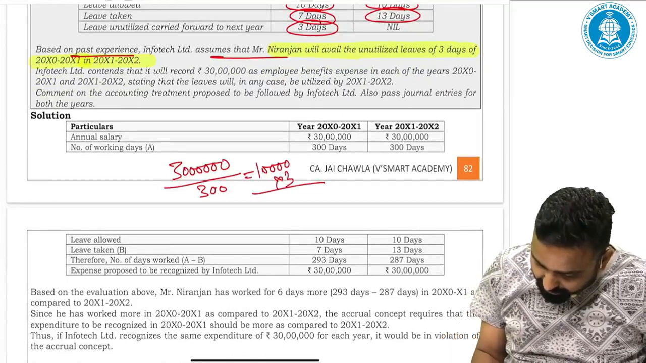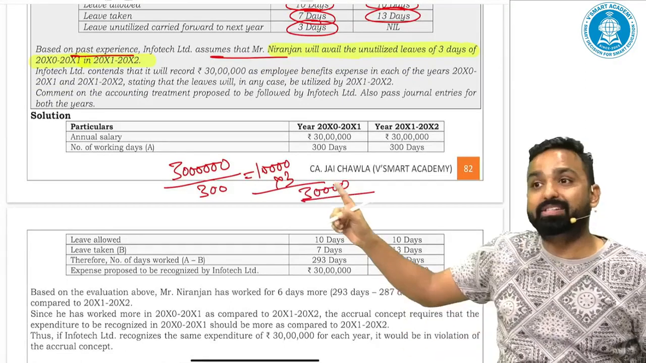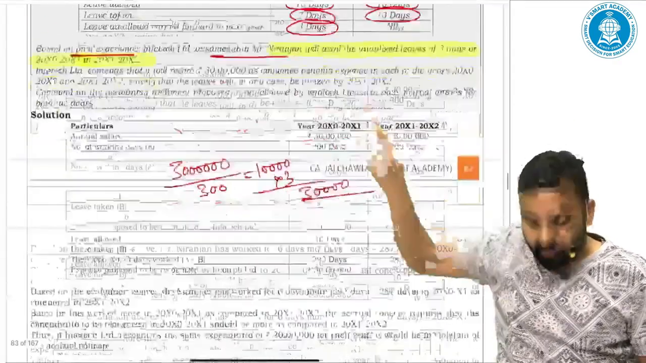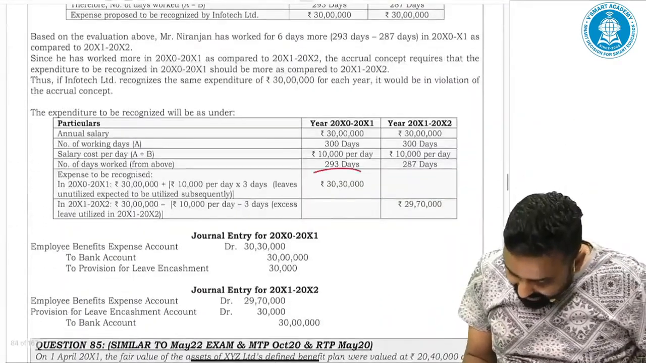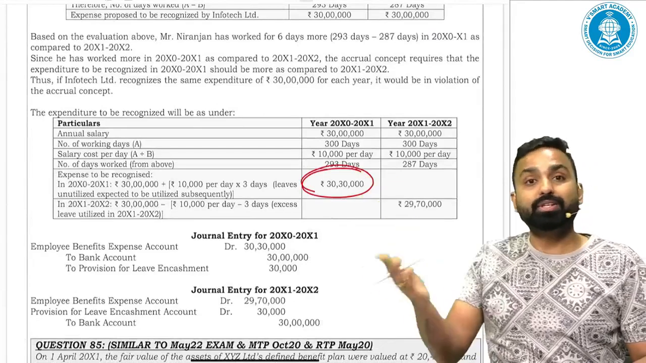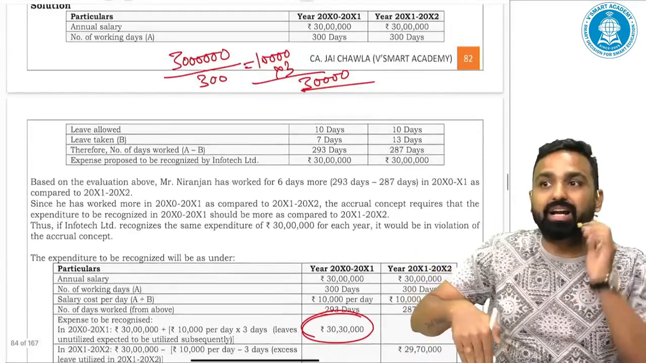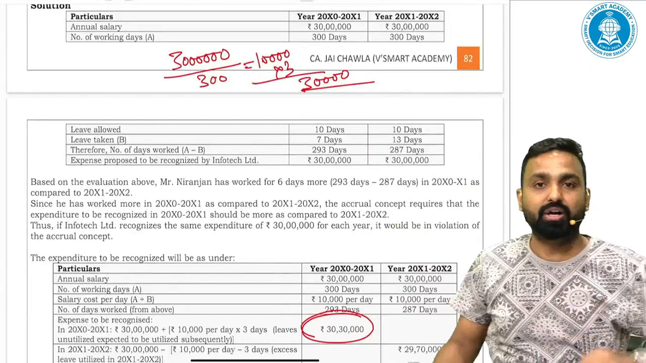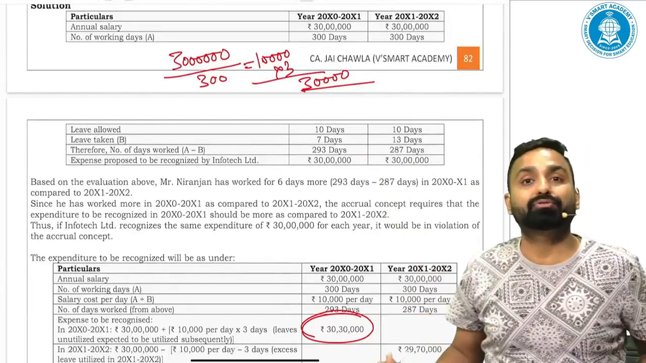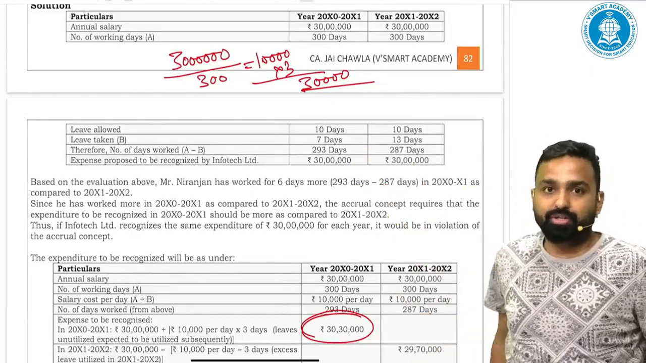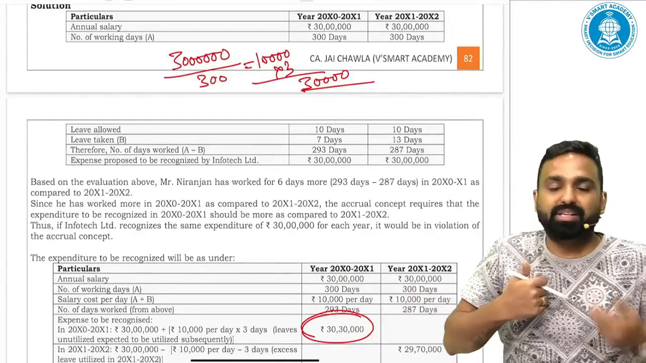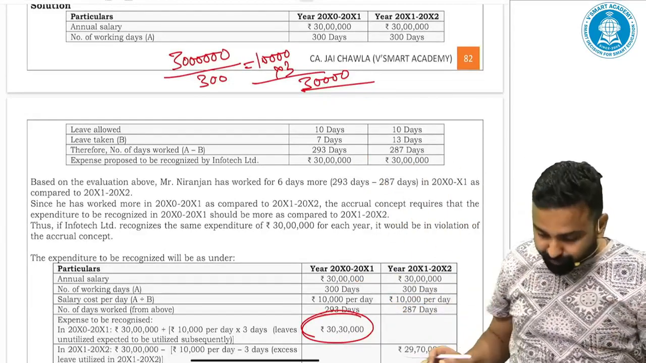So 10,000 into 3, I will recognize 30,000 rupees as extra salary in the first year. So I will recognize 3,30,000. Because Niranjan worked for me 3 days extra in the current year, I have to book extra expenditure of 30,000 rupees, because it is a matching principle. He gave me the service, I have to record the expenditure.